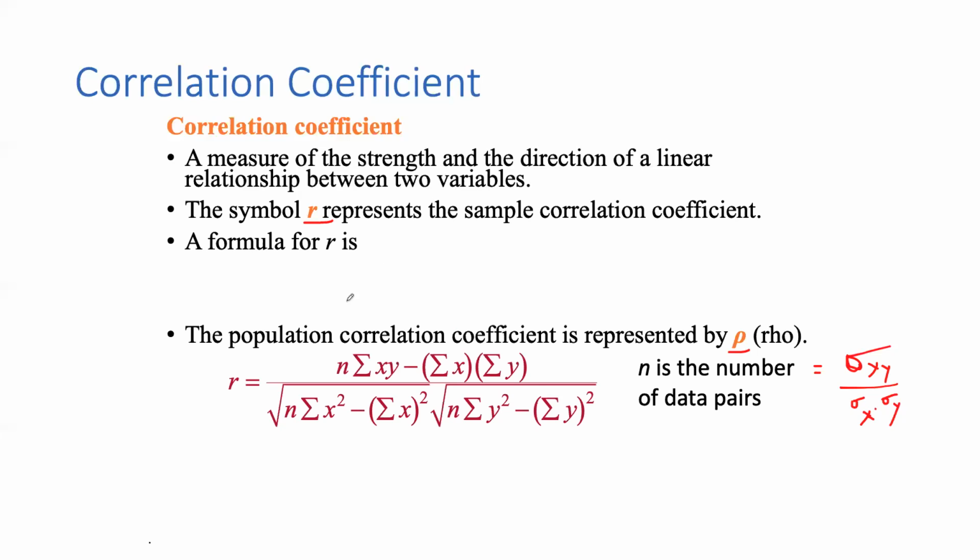You obviously need to know the formula in order to calculate R, but the crucial element is to recognize that R is going to tell us the direction of the correlation, whether it's positive or negative, and also give us an idea about the strength of the relationship between these two variables.